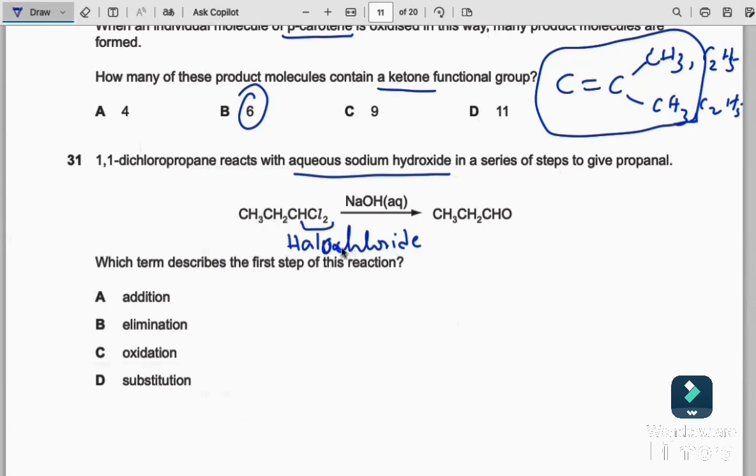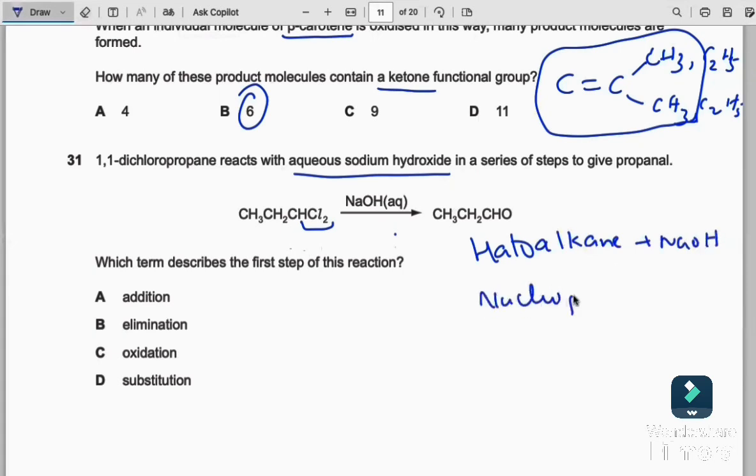So as you can see here, it's a haloalkane, right? So this is the haloalkane. It is reacting with the sodium hydroxide. So haloalkane reacts with the sodium hydroxide, so this is going to be your nucleophilic substitution reaction. Okay. Therefore, your option should be D.